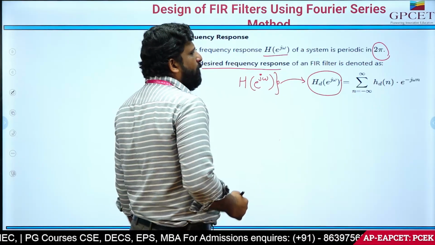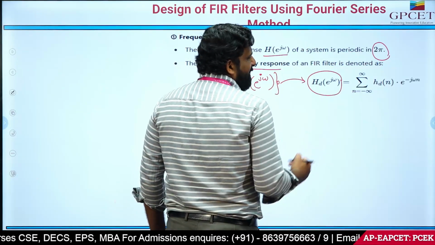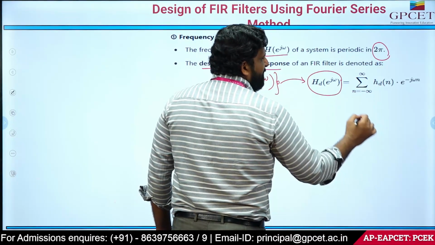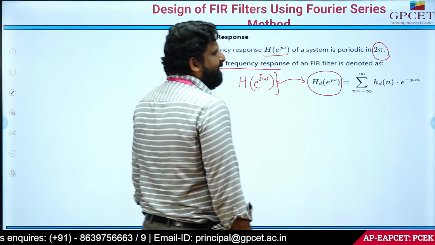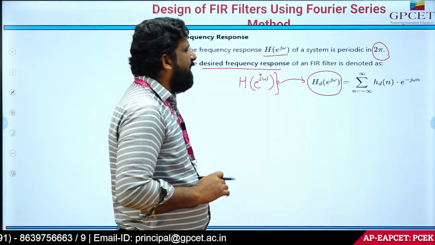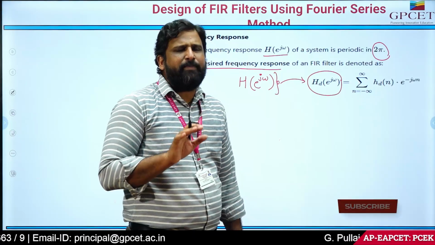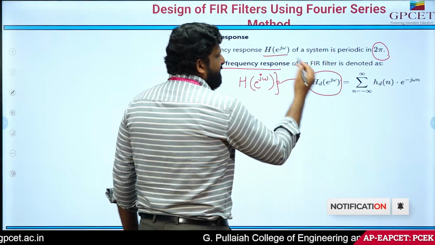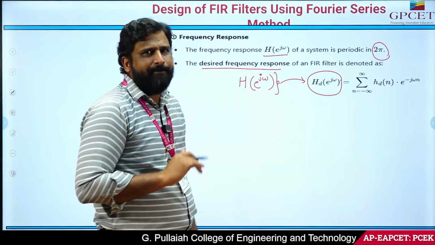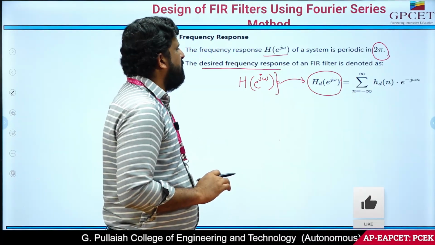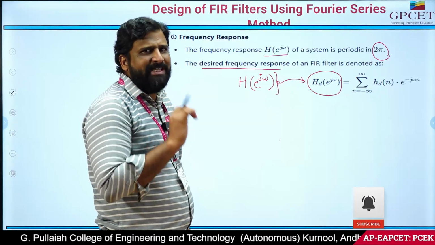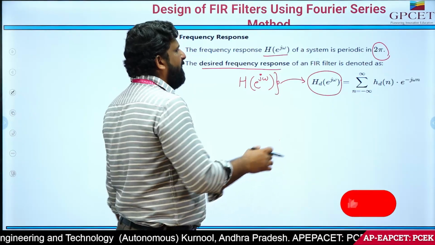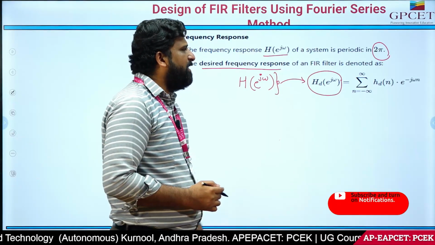So what is that equation? Hd of e power j omega is equal to the summation over n from minus infinity to infinity of hd of n, which is the impulse response of that system, times e power minus j omega n. This is the first thing we have to keep in mind. In any problem, the problem will be given starting with the desired frequency, that is, Hd of e power j omega. So the first step is that we identify the desired frequency in the total frequency response H of e power j omega, which is Hd of e power j omega.